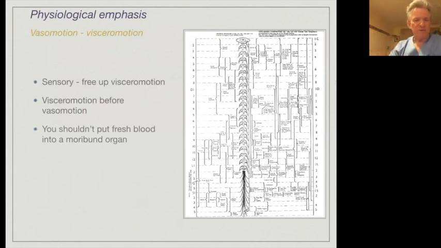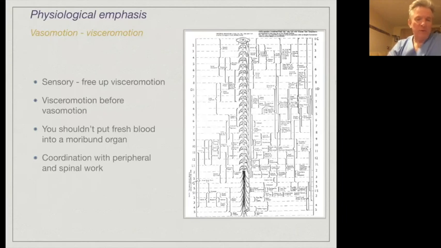We also work with this concept of visceromotor interaction before vasomotor. Again, that's not universal. There are times, with an epileptic condition for example, when a different kind of process might be going on. On the basis of what Littlejohn describes, we shouldn't be putting fresh blood into a moribund organ, where an organ is sluggish or malfunctioning. We don't want to encourage vasomotor circulatory forces into that organ without stimulating the activity of that structure first. Otherwise, you're just putting more pressure on it, and the treatment process would likely not be effective.